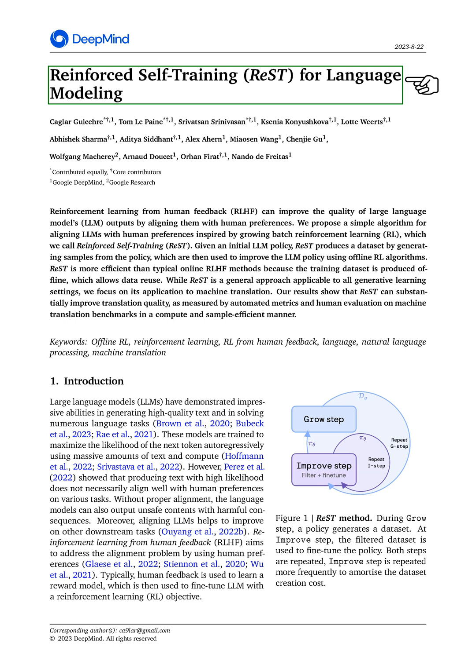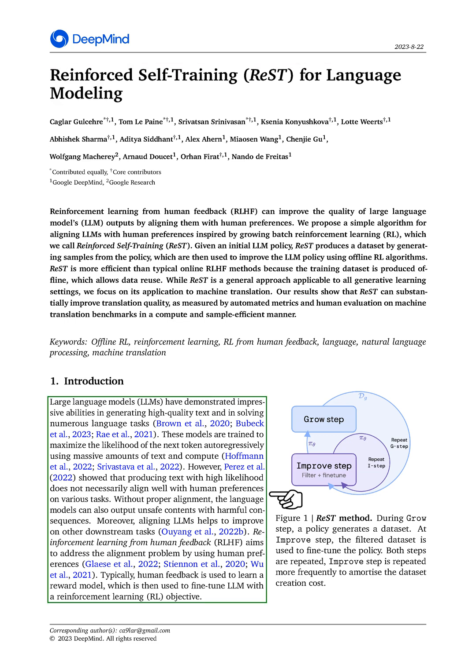Section 1 Introduction. We're going to delve into the world of large language models, LLMs, which have shown remarkable capabilities in generating high-quality text and solving a variety of language tasks. These models are trained to predict the next word in a sequence using vast amounts of text and computation. However, it's been found that creating text with a high likelihood doesn't always align with human preferences for different tasks. If not properly aligned, these models can produce unsafe content with harmful consequences. Aligning LLMs can also enhance their performance on other tasks.